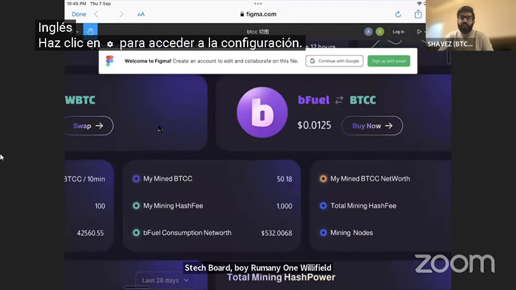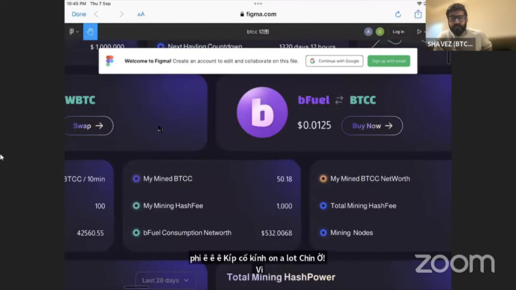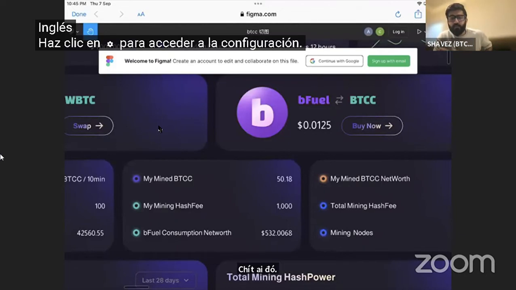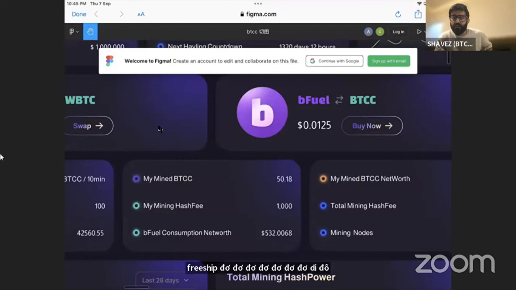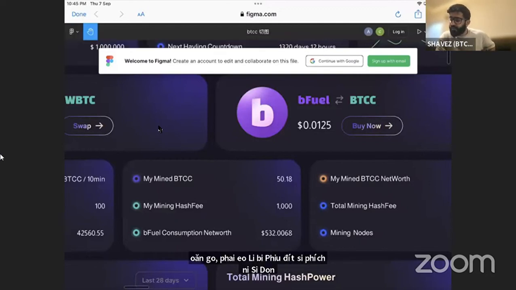Your B fuel consumption net worth shows how many B fuels you have burned. B fuel is a native token on our blockchain, which is at a fixed price and will be at the fixed price forever, 0.0125 per B fuel. This is fixed. This is on a smart contract. You all can see this whole lot of stuff.